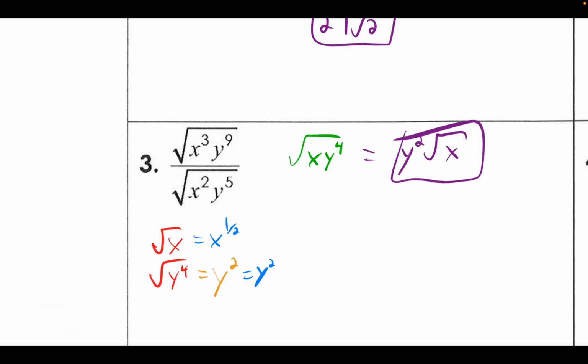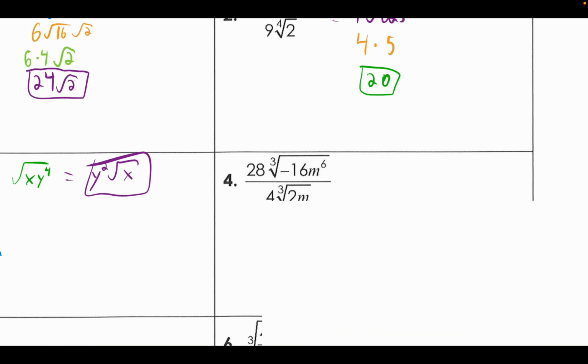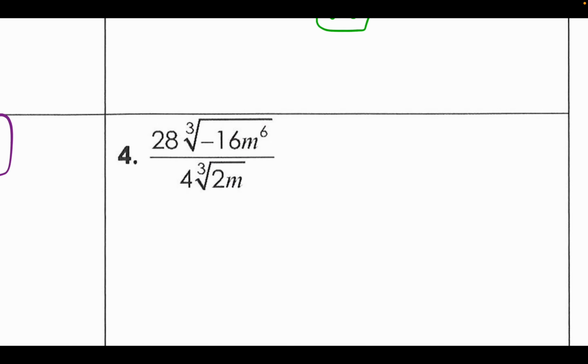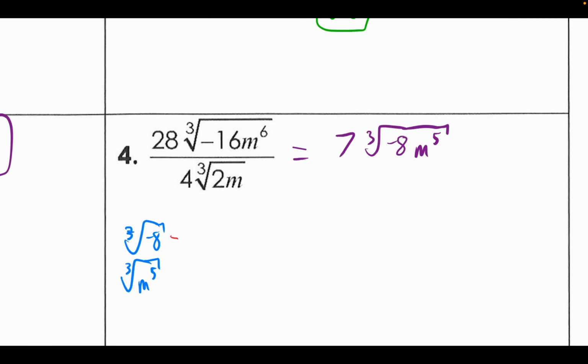All right, now on number 4. We have outsides and insides. So on the outsides, 28 divided by 4 is 7. On the insides, negative 16 divided by 2 is negative 8. And m to the 6 divided by m to the 5, we do 6 minus 5, we get m to the first. So as we do part by part, cube root of negative 8 and cube root of m to the first. Cube root of negative 8 is just negative 2. And then cube root of m to the 5th is m to the power of 5 over 3, which we just rewrite as m to the power of 1 and 2/3 as a mixed number.